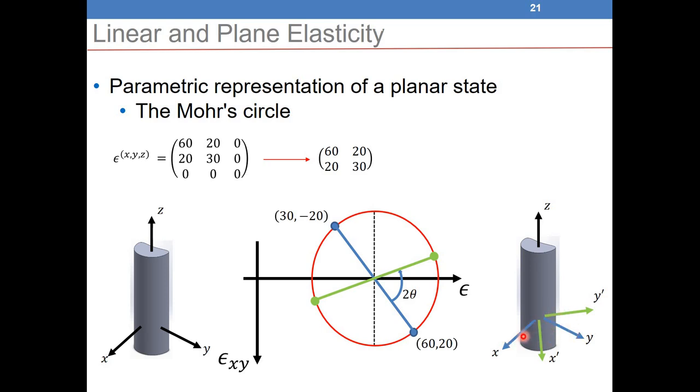So I want to rotate. As you can see, the green line here corresponds to the X prime and Y prime. So if I have an angle theta here, I will have an angle 2 theta here. Everything that we learned before about the Mohr circle is still valid, but I need to pay attention that I am working in the XY plane. I did not talk about the Z plane.